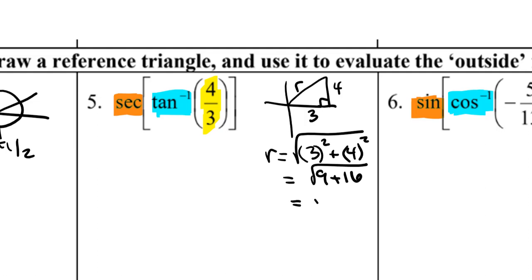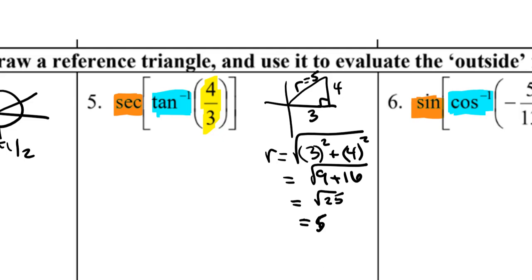When we square root 25, we're going to get 5. So this value right here would be 5. So the arctangent of 4/3. I've got to draw this triangle to figure out what that is. Once I get to that piece, now I've got to find the secant of that triangle that we just drew, now that we know all 3 sides.